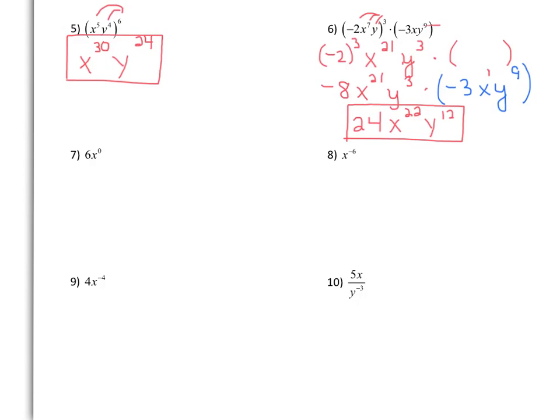Okay, 6x to the 0. I know your first instinct is to say 1, but be careful. This is really 6 to the first power times x to the 0, which is 6 times 1, or 6.